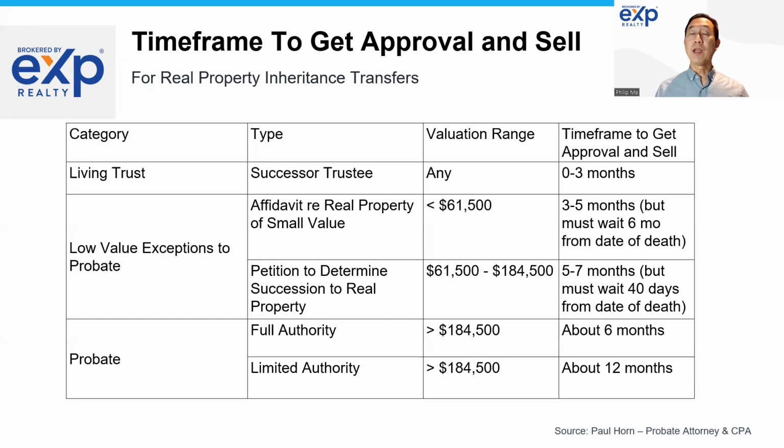For probate itself, you have those two subcategories, full authority and limited authority. And for both of those, the asset value would be over $184,500. The time frame for a full authority probate is going to be roughly 6 months. That's to get the court approvals and to be able to sell the property. For a limited authority probate, the time frame is typically about 12 months, quite a bit longer.